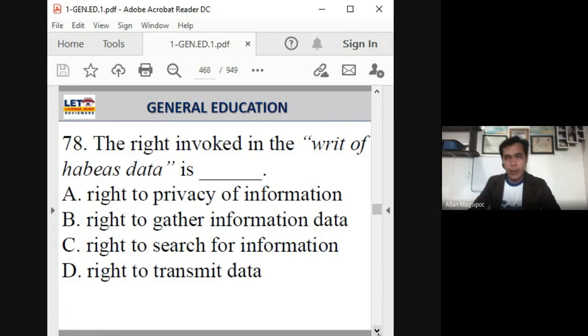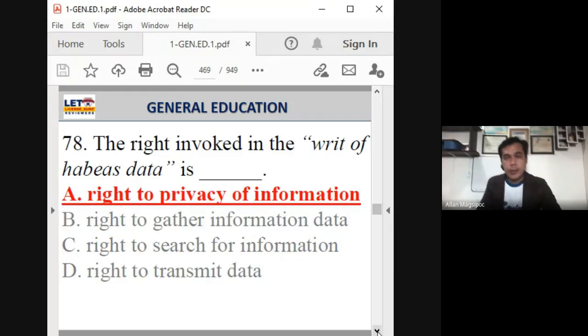The right invoked in the writ of habeas data is what right? Okay, thank you for your answers. Lahat sila nag-letter A. Correct answer for this question? Yes, in fact, letter A. Privacy of information, ang writ of habeas data.